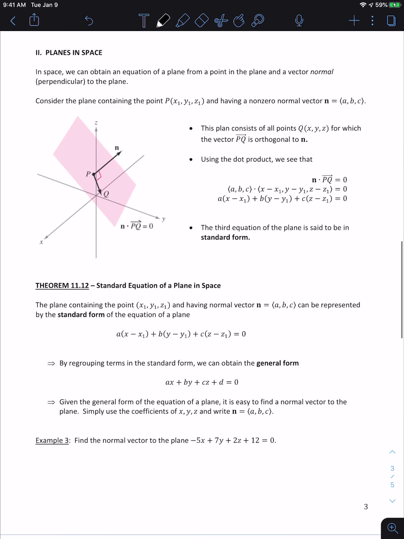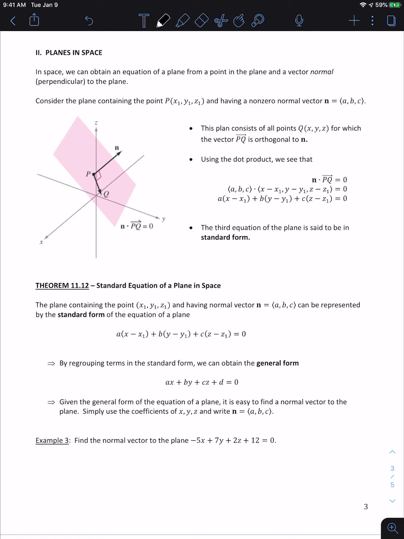Okay, so now let's talk about planes in space. In space, we can obtain the equation of a plane from a point on the plane and a vector normal, i.e. perpendicular, to the plane. So consider the plane containing the point P, which is (x1, y1, z1), and having a non-zero normal vector n, which is given by ABC. So remember, a normal vector is this vector that comes out from the plane at a right angle.